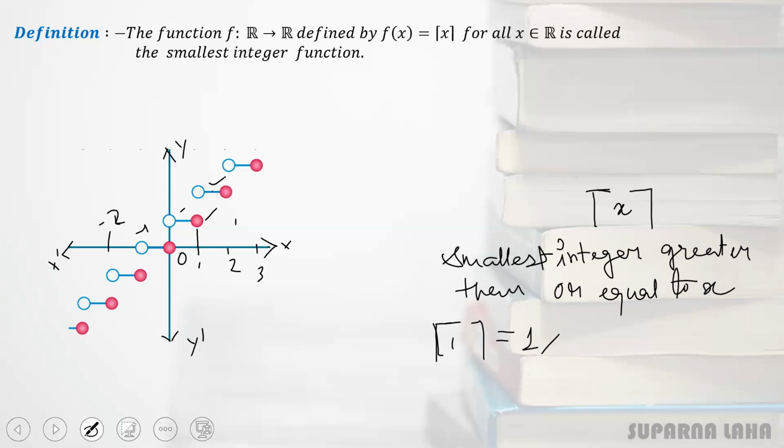So if we want to verify with some examples, you can take 5.7. This is not an integer value, so it will take the smallest integer just greater than it. So it will be 6. Okay. So let us take minus 7.2. So it will be minus 7.